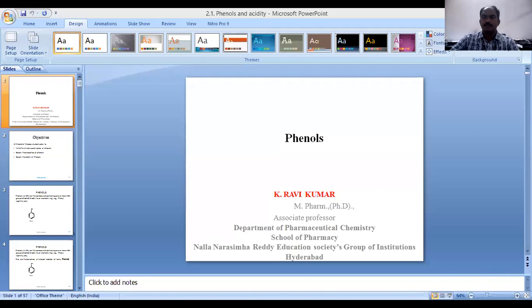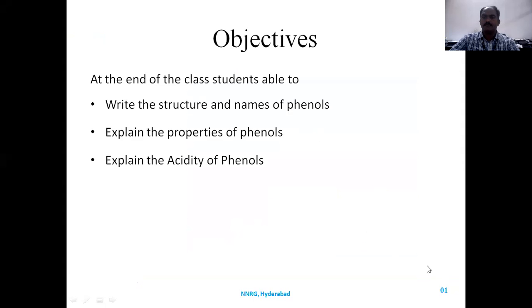Phenols. The objectives of today's class: at the end of the class, the students should be able to write the structures and nomenclature of various phenols, explain the properties like boiling point and solubility of phenols, and explain the acidity of phenols.